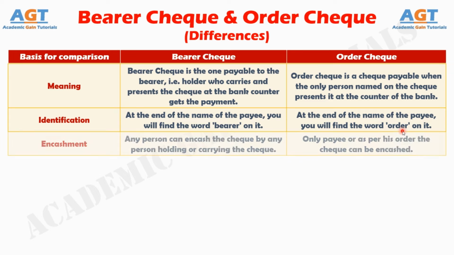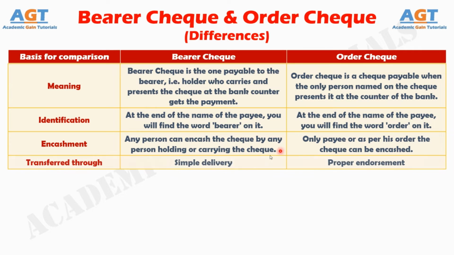Number 3, the payee himself or anyone else to whom the check is given can take the payment of the bearer's check. In the case of an order check, only that person whose name the drawer mentions on the check as the payee can take the payment. Further, any person to whom the payee authorizes can also receive the payment.